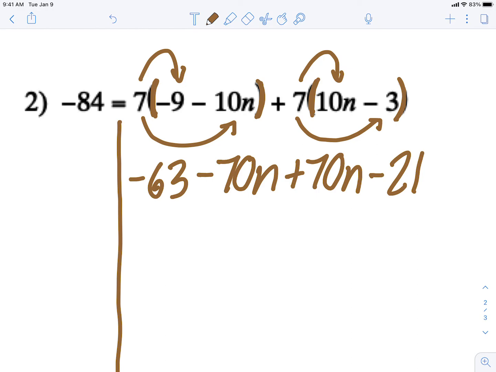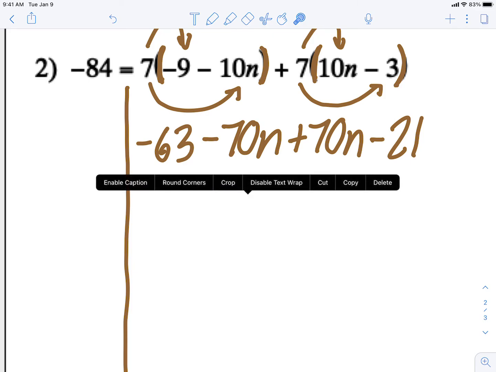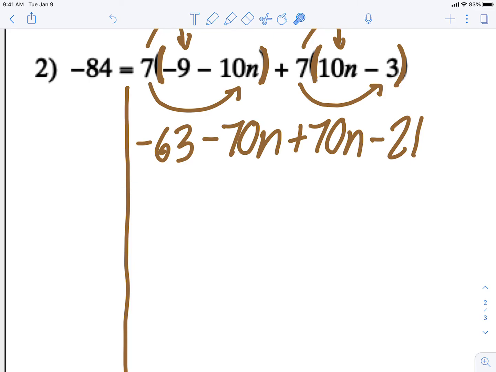Okay? So let's combine our like terms, right? So this 70 has an n, and this 70 has an n. So these are like terms, right? So let's do that. But this negative 63 and this negative 21 are also like terms because they don't have variables. They both don't have variables. It's just regular numbers. So those are also like terms. So I'm going to do this over here like that.